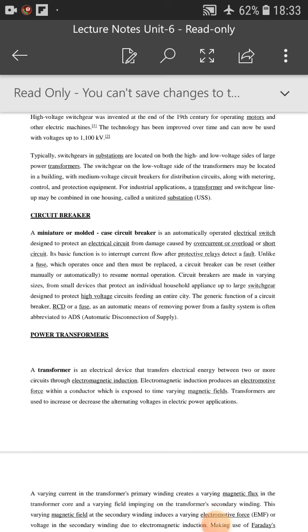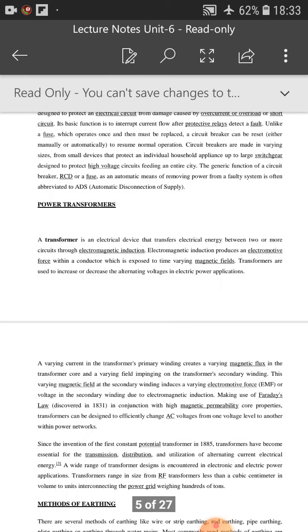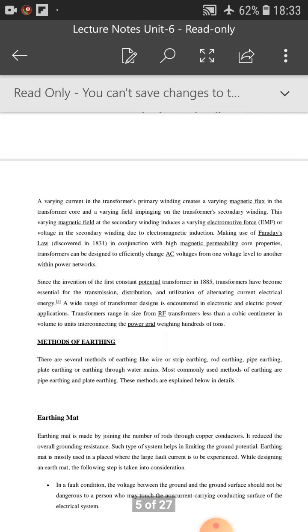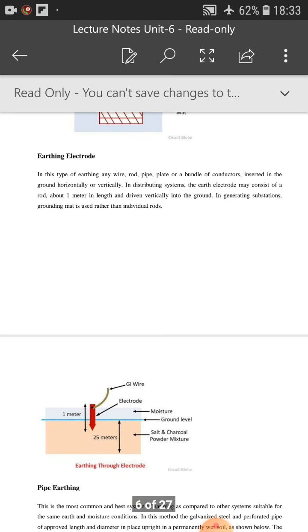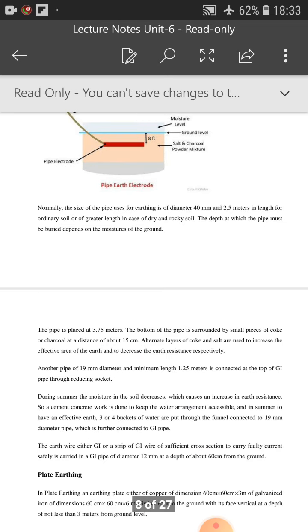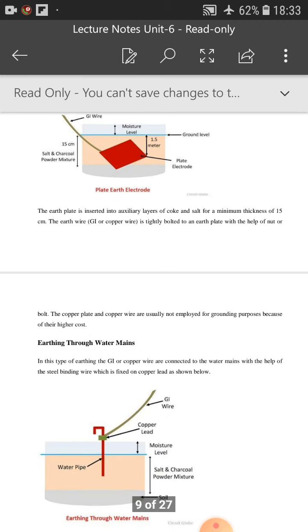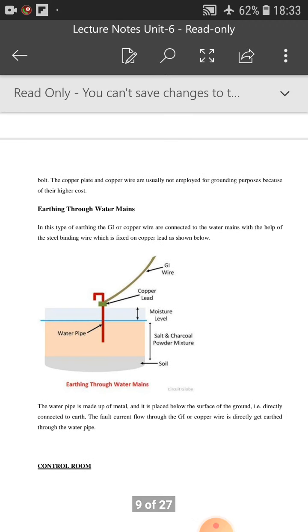Today we have stopped here. In the next lecture we will discuss power transformer, method of earthing mat, earthing electrode, pipe earthing, and plate earthing through water mains.